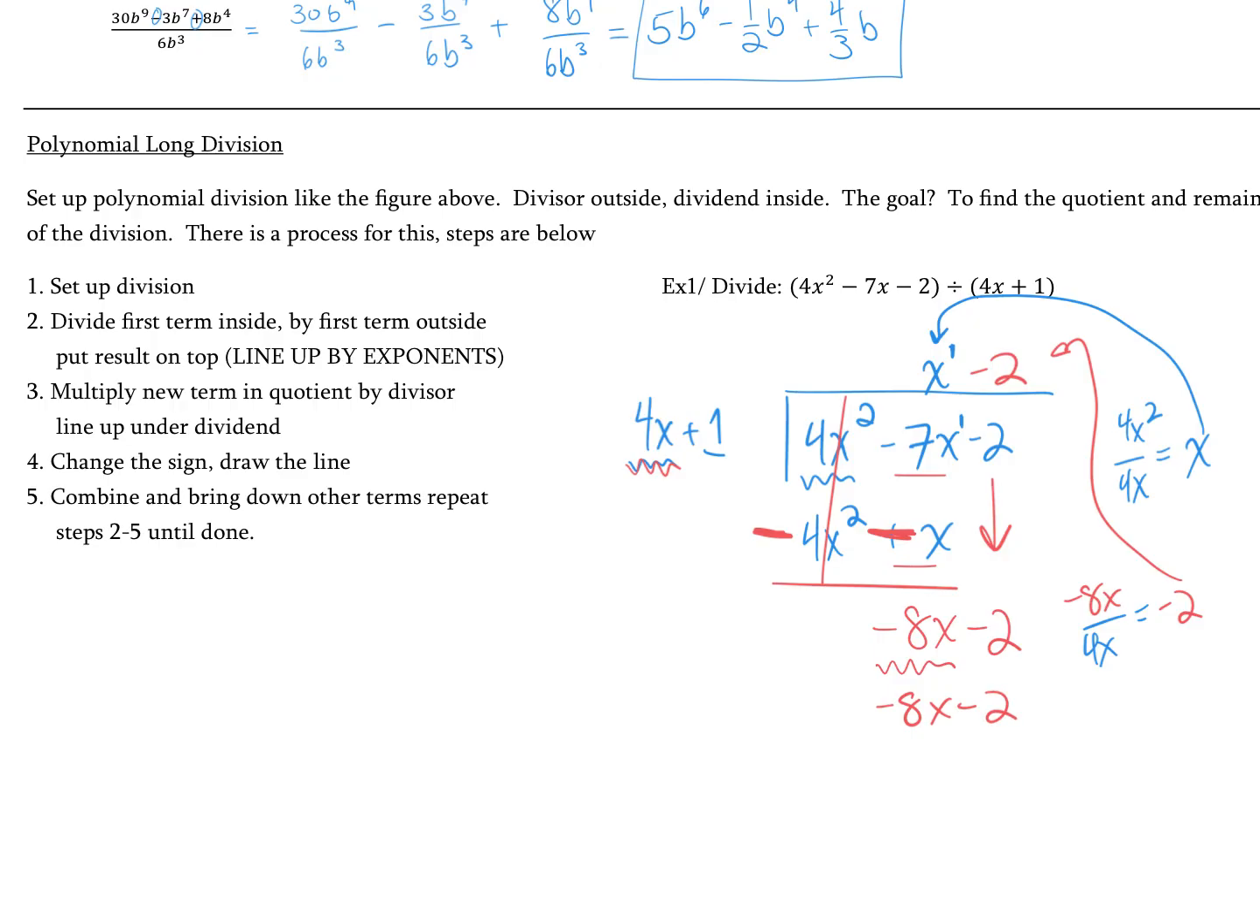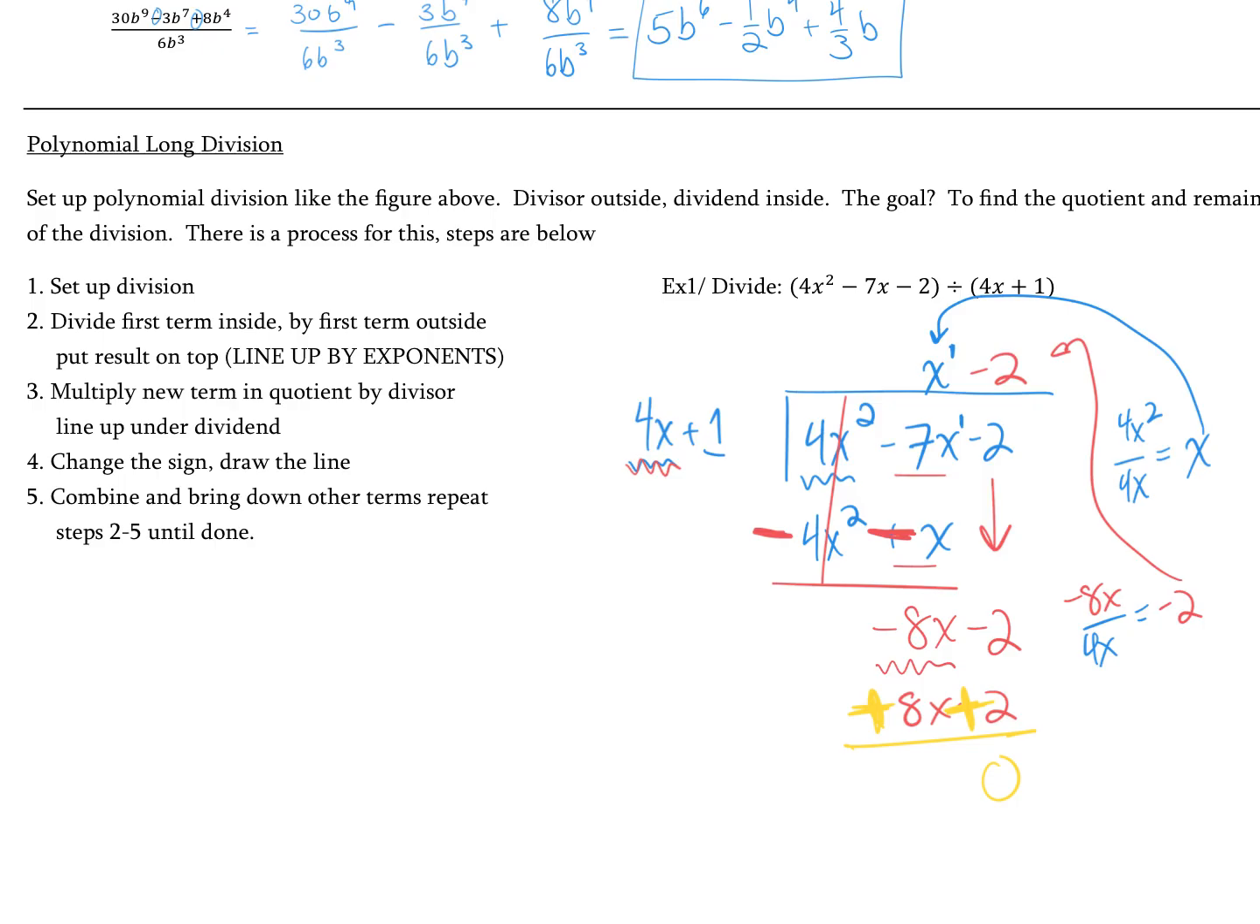So then you'll draw the line, or change the signs. That's a negative, it'll become positive. This is a negative, it'll become positive. Draw the line and combine. Turns out when you add negative 8 and 8 and negative 2 and 2, you'll end up with a 0.